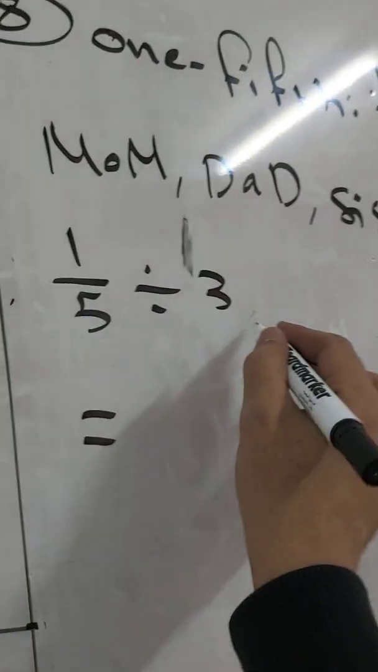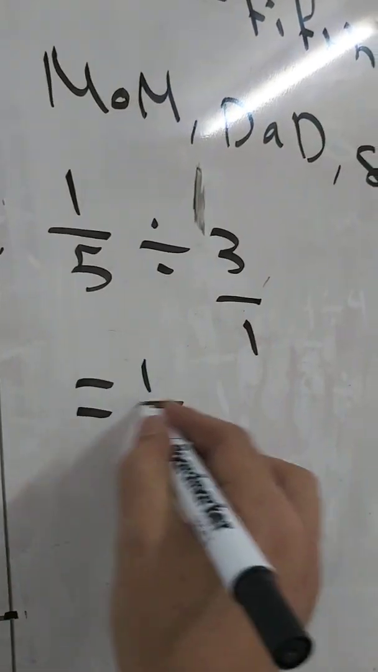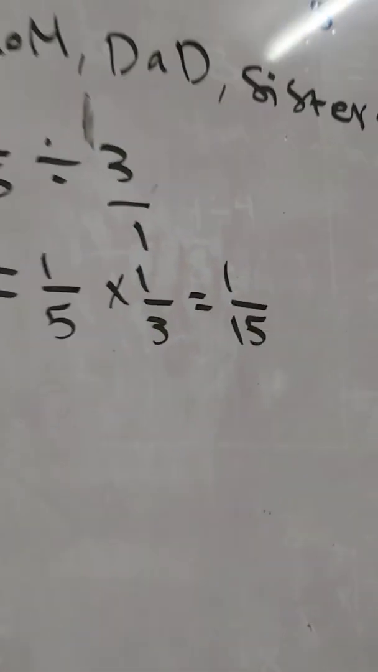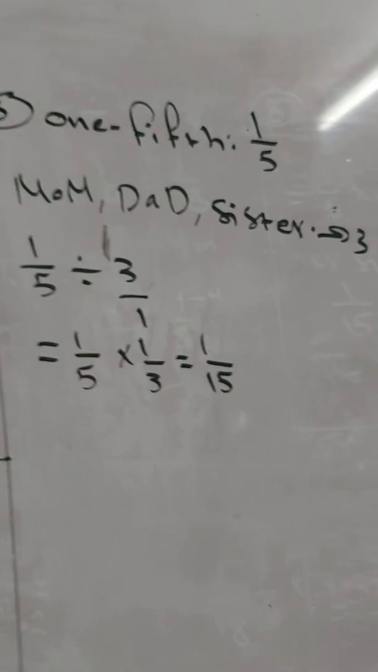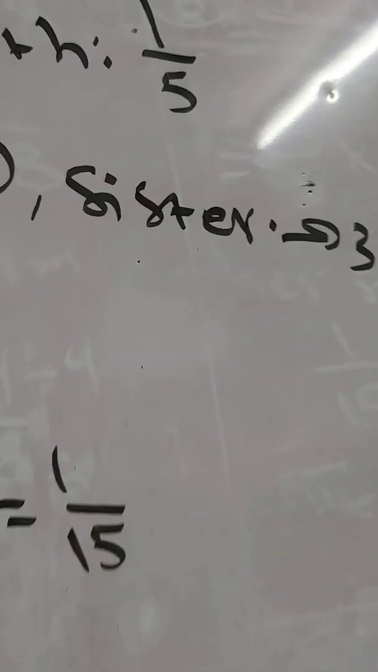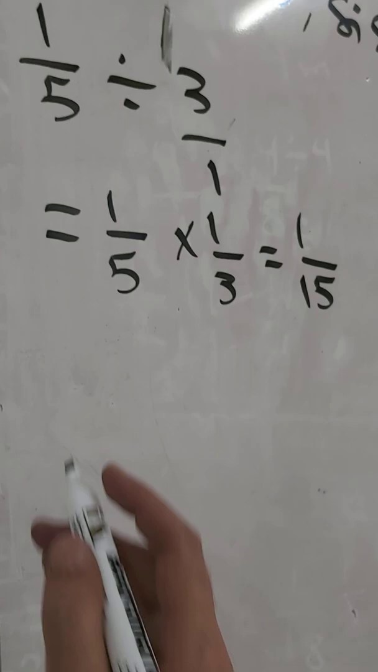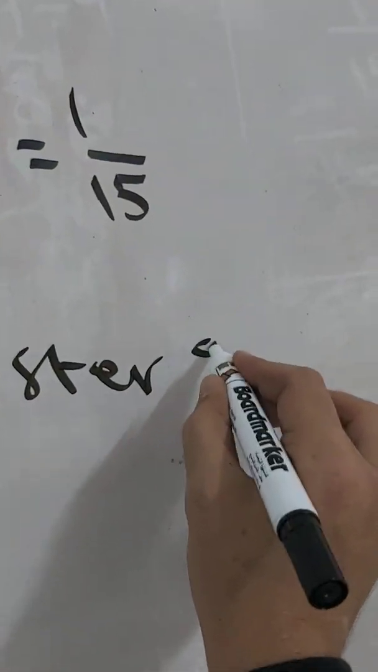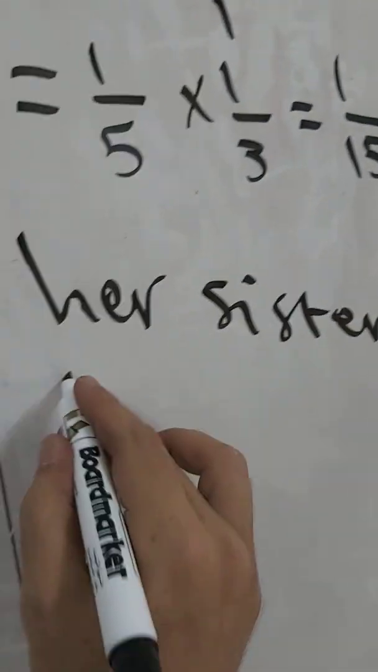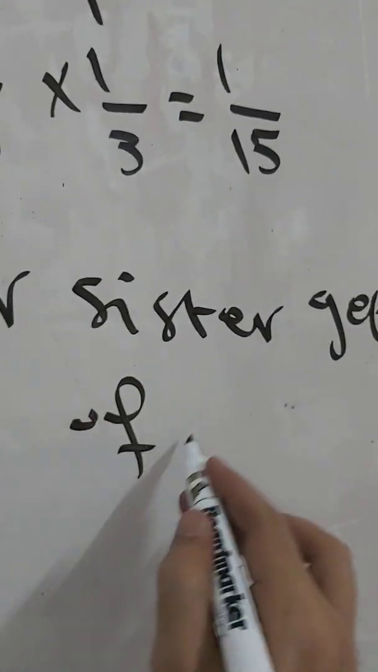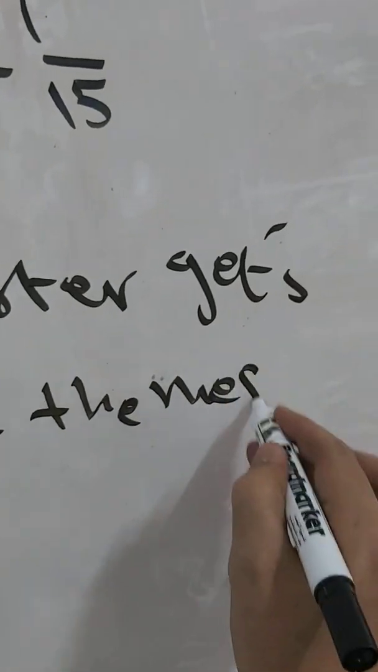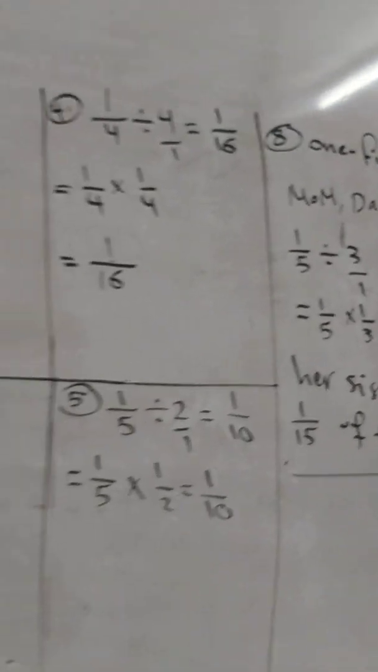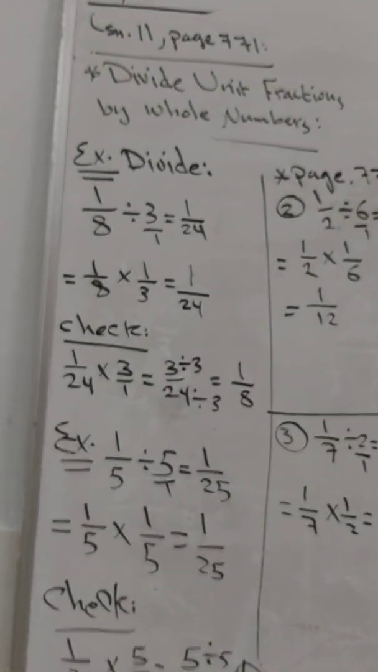The 3, make it a fraction, 3 over 1. So 1 over 5 multiply 1 over 3 will be 1 over 15. So each one will get 1 over 15 of the messages. The question asked us about the sister. So her sister gets 1 over 15 of the messages. This is in general how we divide unit fractions by whole numbers.